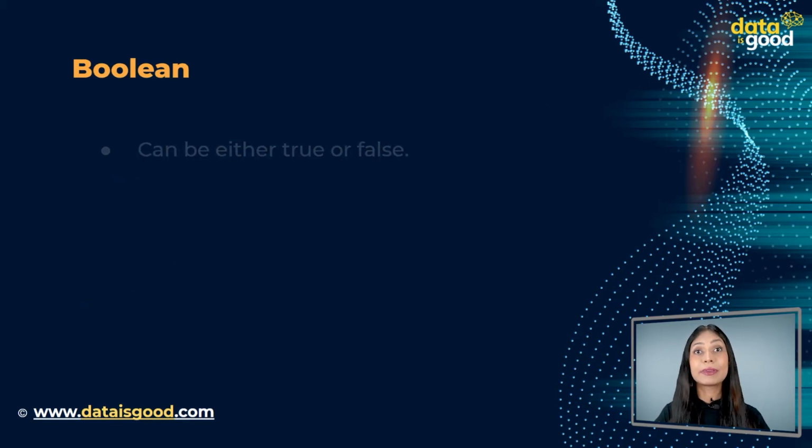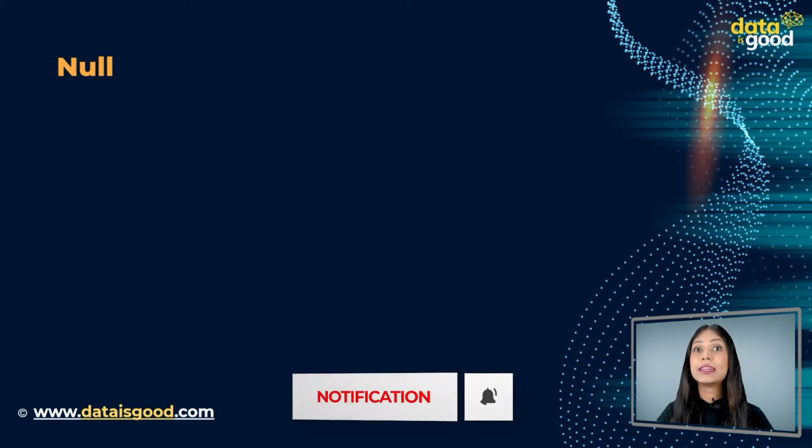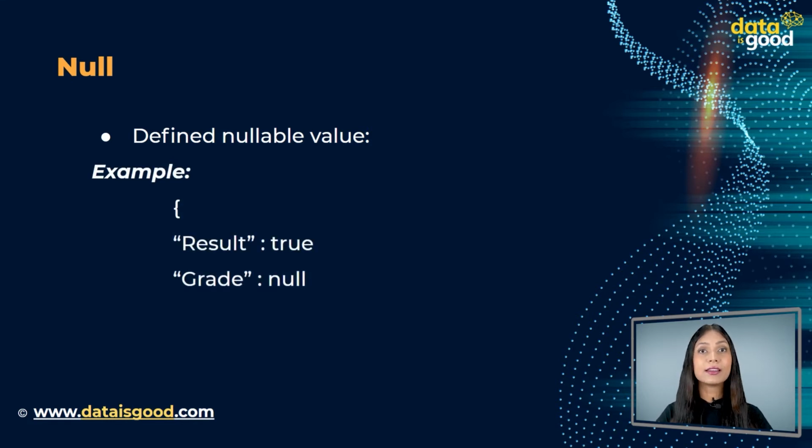Now, let us move forward to our next data type, which is Boolean. This data type can be either true or false. Let us see its example. Result: true. The next one is null. It is just a defined nullable value. Its example is result: true, grade: null, roll number: 210. The second property is null.